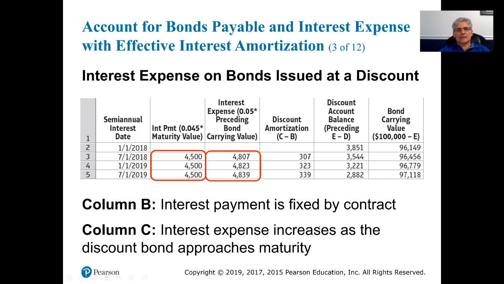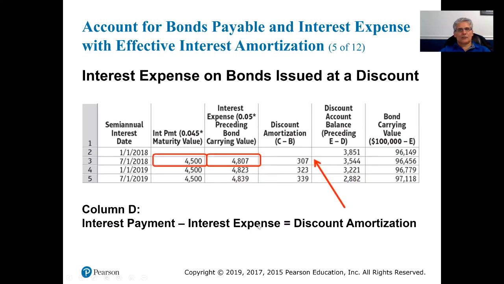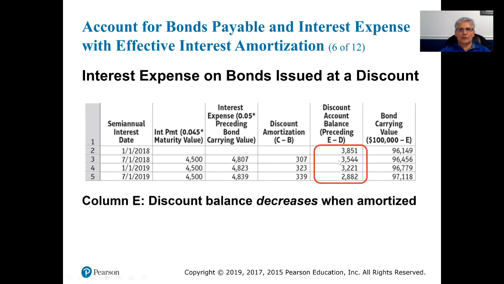So the interest expense increases as the discount bond approaches maturity. You can see how it's going up, up, up, up and away. So the slide shows how we computed it, although I showed you on the spreadsheet. I showed you how to compute the discount amortization. And you can see, just like we saw on the spreadsheet, the discount balance decreases when it's amortized.